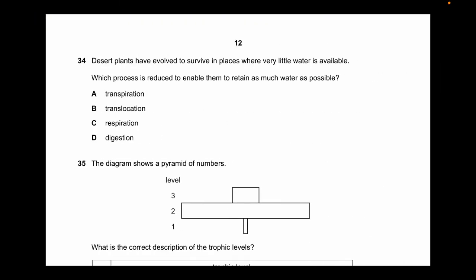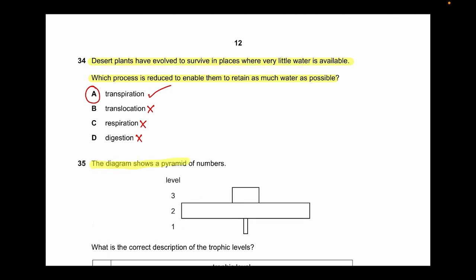Question 34. Desert plants have evolved to survive in places where very little water is available. Which process is reduced to enable them to retain as much water as possible? So you see, transpiration is one of the processes which reduces water from a plant. So definitely they must reduce the transpiration. Translocation does not affect water, respiration does not, digestion doesn't. So A, transpiration affects the availability of water in a plant. So transpiration must be reduced in a plant in order to survive in a dry condition.